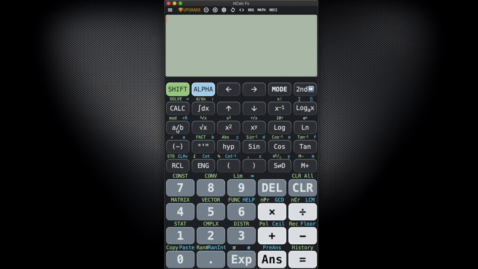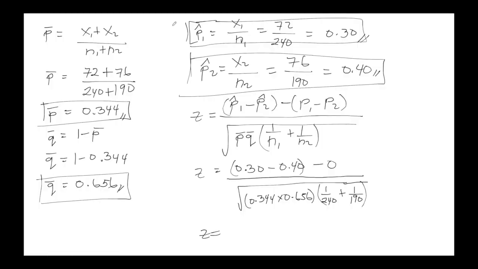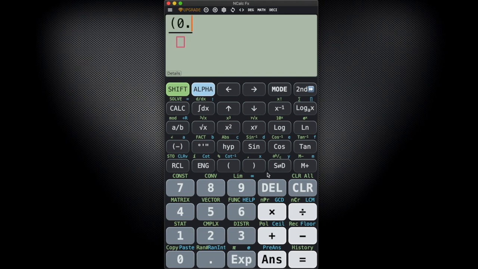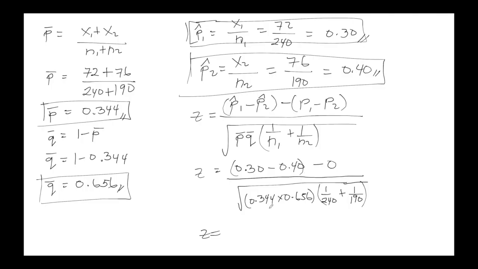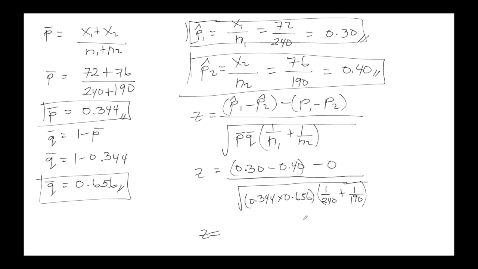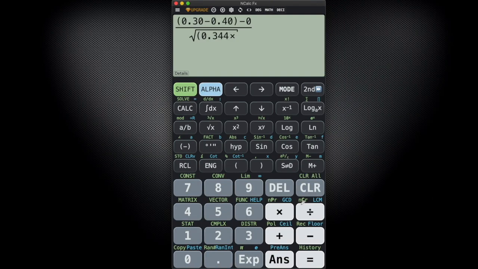Let's have fraction bar and laki-lakihan natin para makita ninyo. So ayan, 0.30 minus 0.40. O, liitan natin, masyadong malaki pala. Sorry. And ang denominator, we have the square root sa denominator. Multiply natin doon is 0.344 multiplied to 0.656.